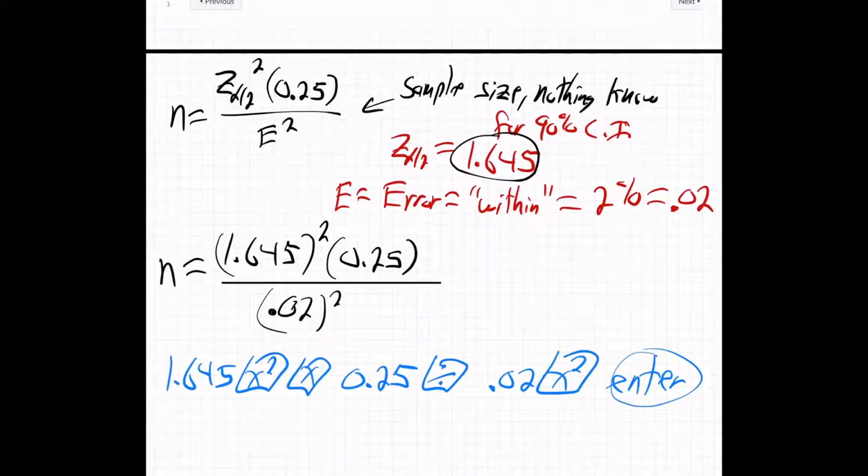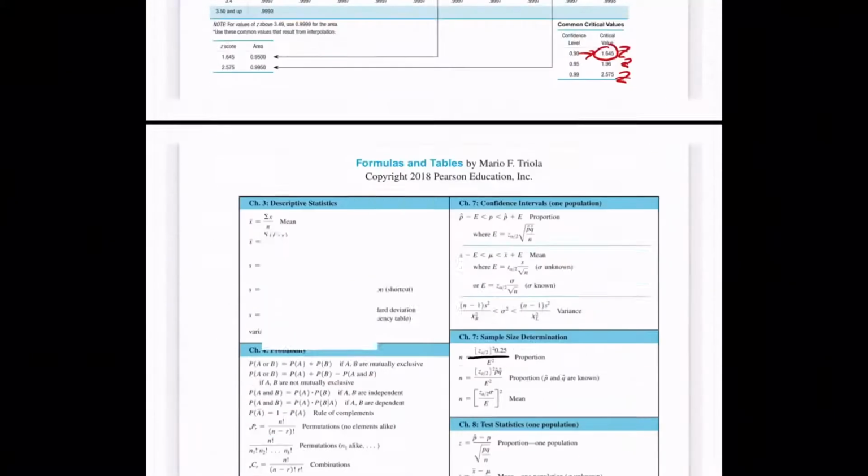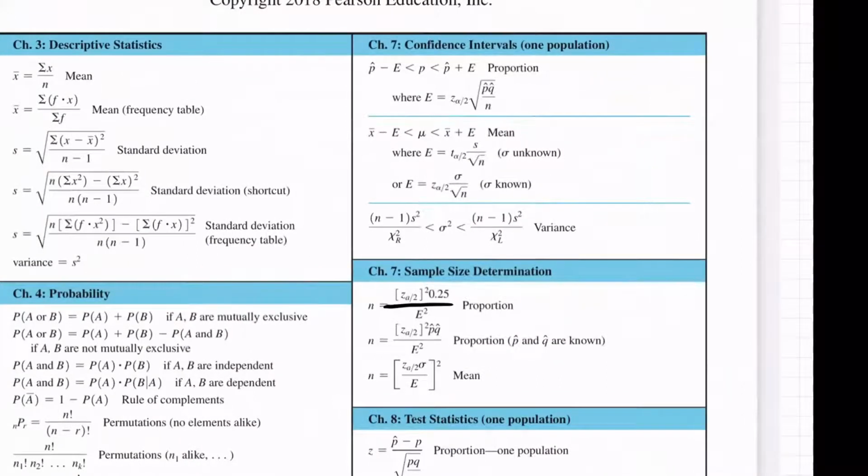1.645 squared times 0.25 divided by 0.02 squared equals. And I'm getting the answer 1691.226, whatever. Now, remember what we're always supposed to do. Does it say it on the chart? I hope it doesn't. Oh, it doesn't. You might want to add to your chart: round up, round up, round up.